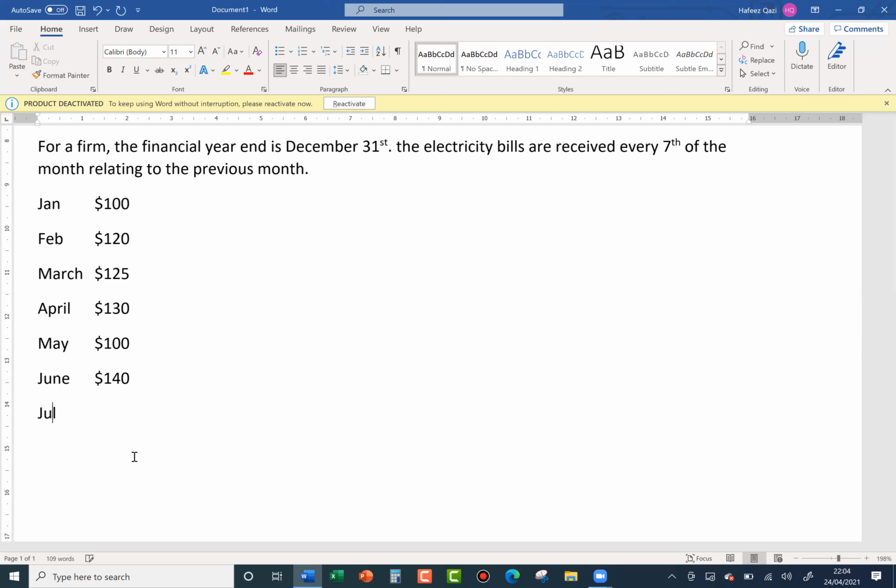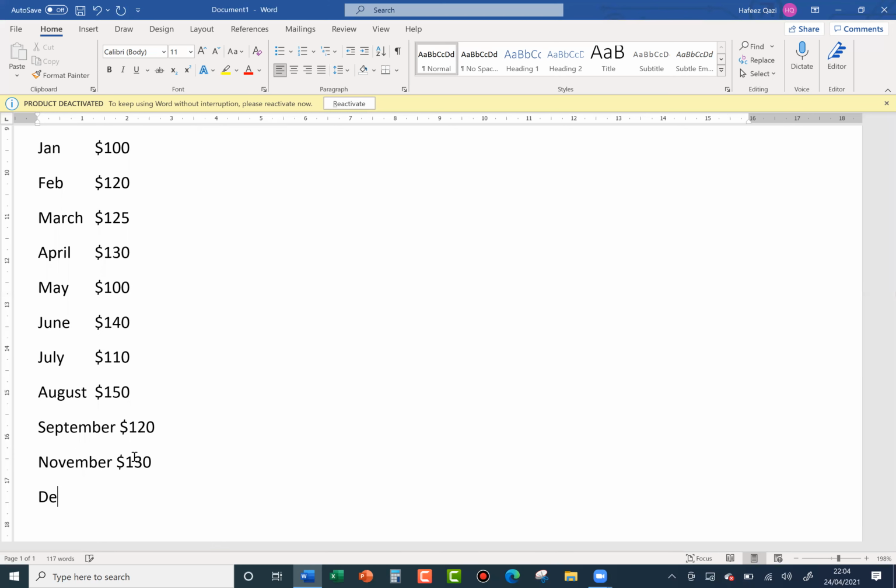For July, based upon variable consumption, sometimes we use more, sometimes we use less. Then August, the bill was 150. For September, the bill was, let's suppose, 120. For November, the bill was 130. And December, the bill was 125.